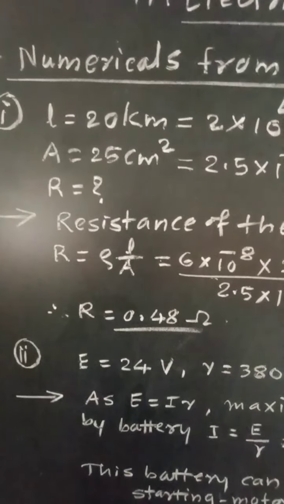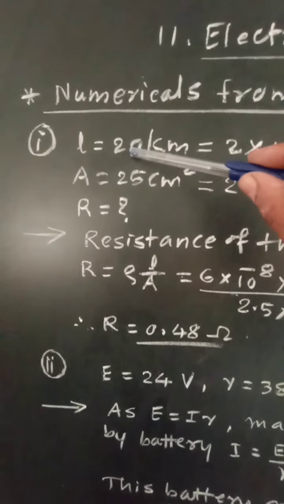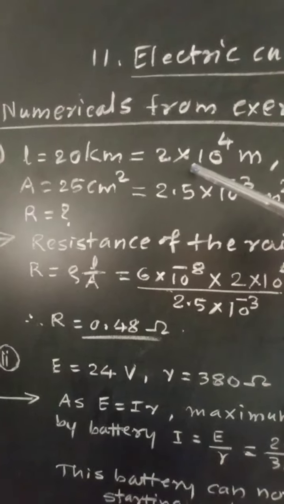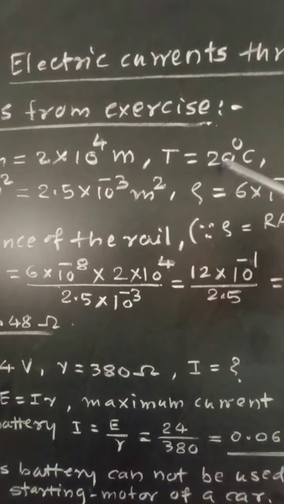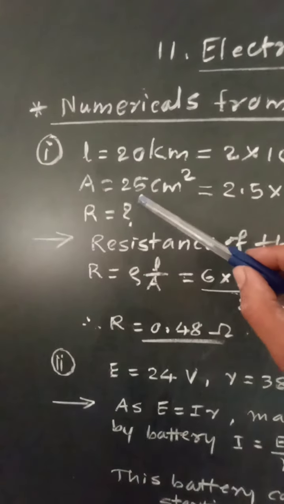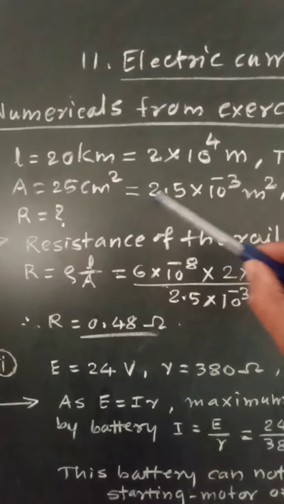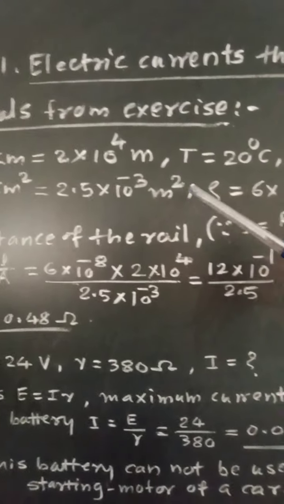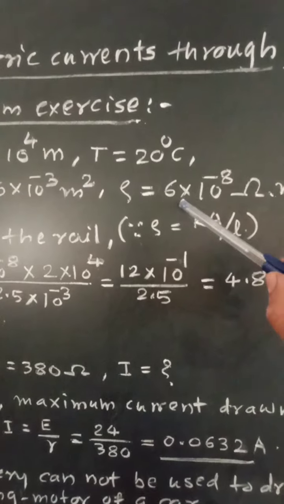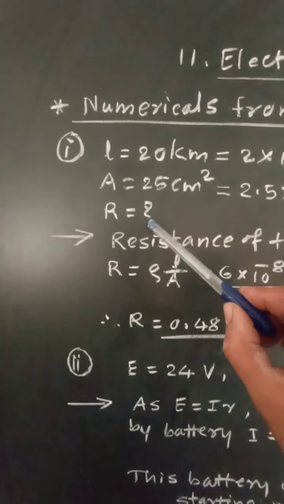ohm meter. And therefore for this numerical, given data is length of the rail L is equal to 20 km, that is equal to 2 into 10 raised to 4 meter. Temperature T is equal to 20 degrees Celsius. Then area of cross section of the rail is 25 centimeters square equal to 2.5 into 10 raised to minus 3 meters square. Then resistivity of steel rho is equal to 6 into 10 raised to minus 8 ohm meter. And then we have to find out resistance of the rail.